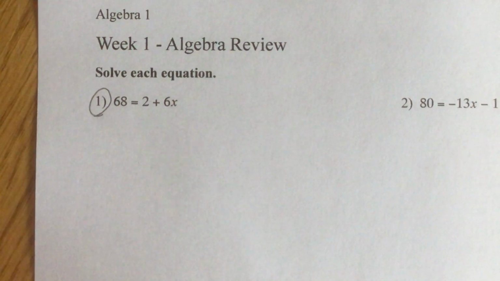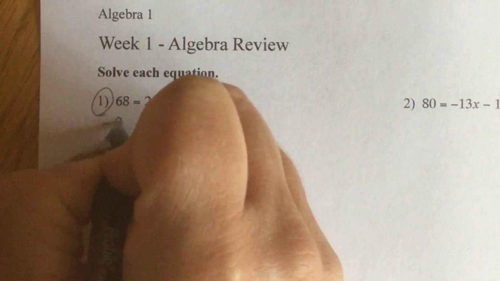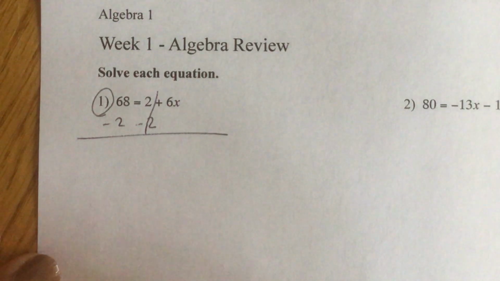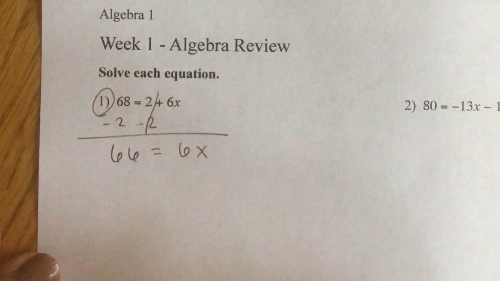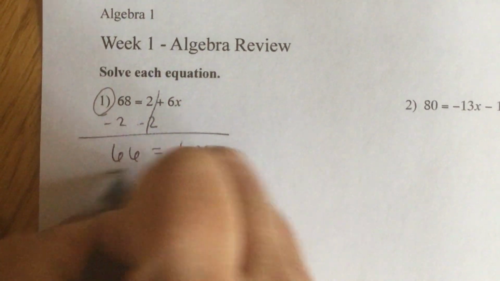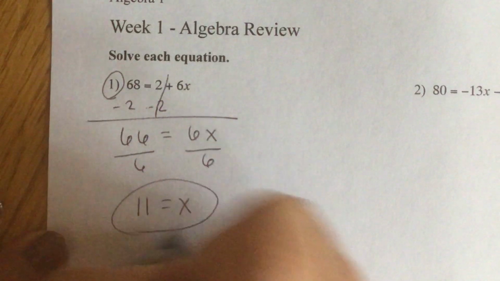Okay, so if I'm going to solve this equation, I'm going to start by subtracting 2 from both sides. So that's going to cancel out. This is going to give me 66 equals 6x. Then divide both sides by 6, and I end up with 11 equals x.